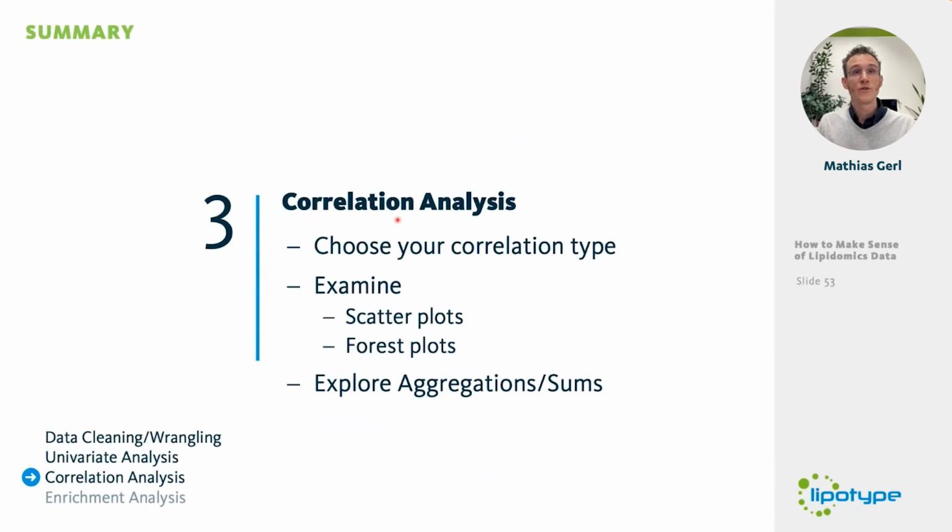So if you do correlation analysis, you need to choose your type, what you want to look at. You examine your scatter plots, your forest plots, and you again go into correlations of your aggregations and sums and see if you get more general, more summarized, and more meaningful values there.